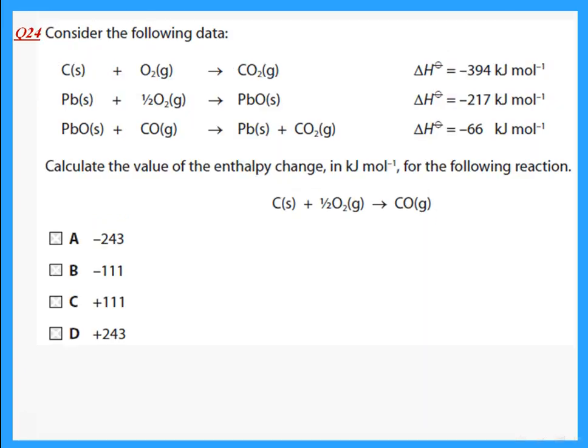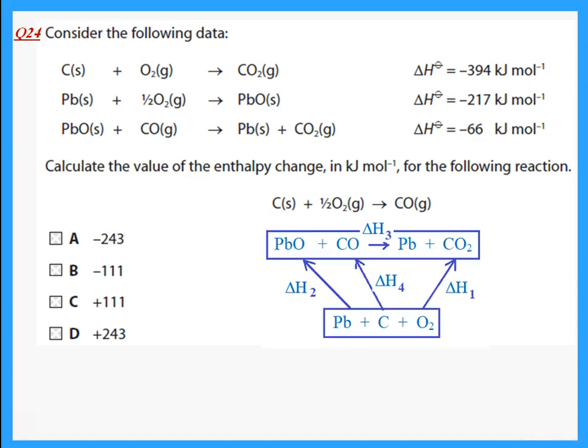This question, he has 3 equations. He gives me the delta H of each one. And then he's saying use this to determine the value of the enthalpy change of that reaction, carbon plus half oxygen to give carbon monoxide. So how am I going to use these 3 equations to get the required delta H? Well, you need to think and take a look at what do these equations indicate.